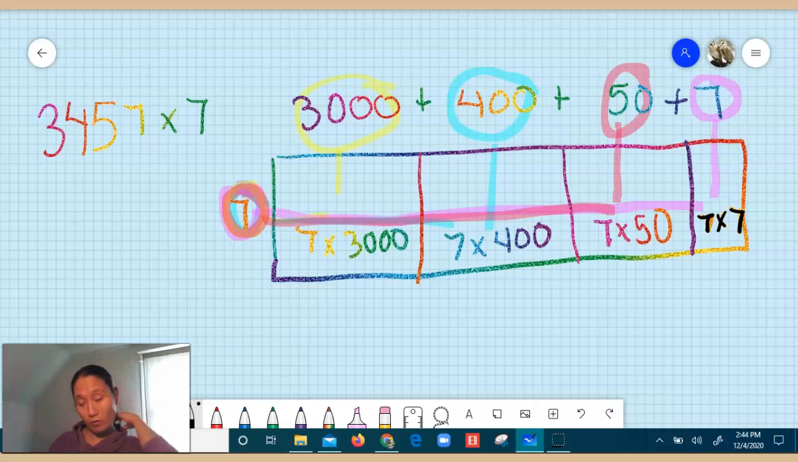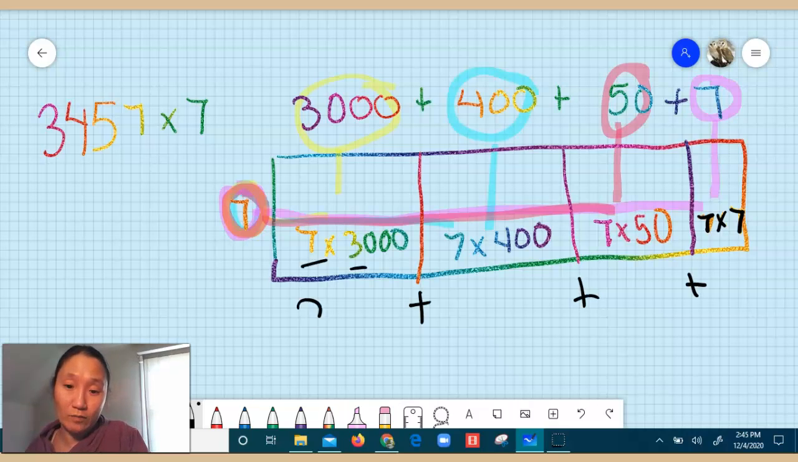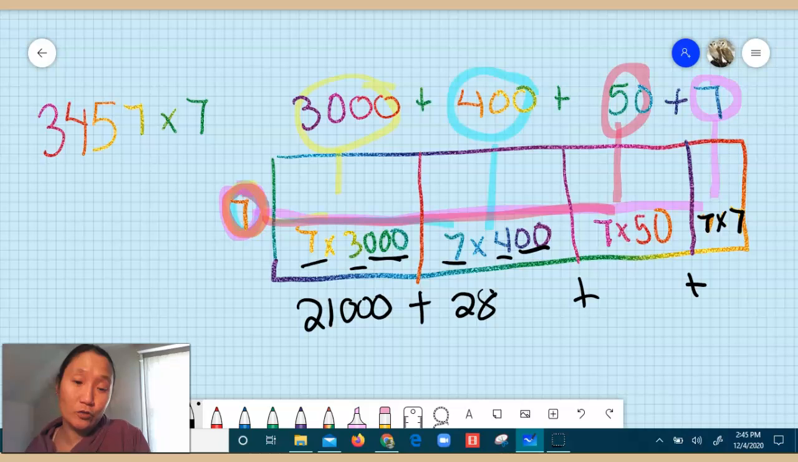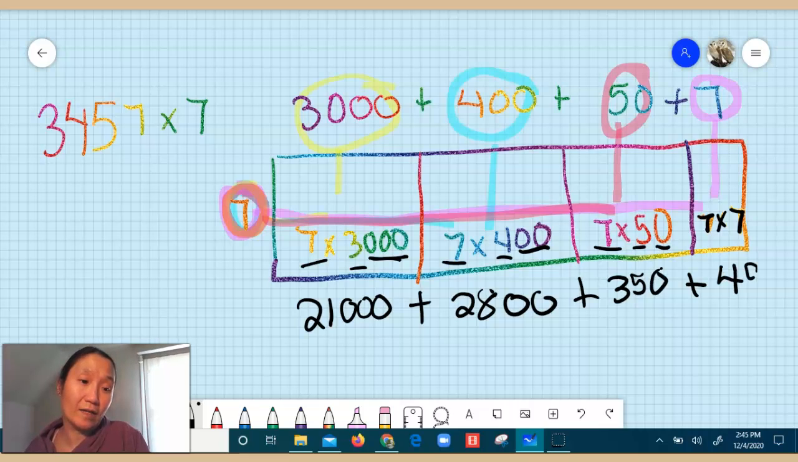Alright, so now you have to come up with your partial products. Okay, remember all of your answers have to be added together. So 7 times the 3 is going to be 21. Add 3 zeros, 1, 2, 3, because there's 3 zeros there. 7 times 4 is 28. Add 2 zeros. 7 times 5 is 35. Add a 0. And 7 times 7 is 49.